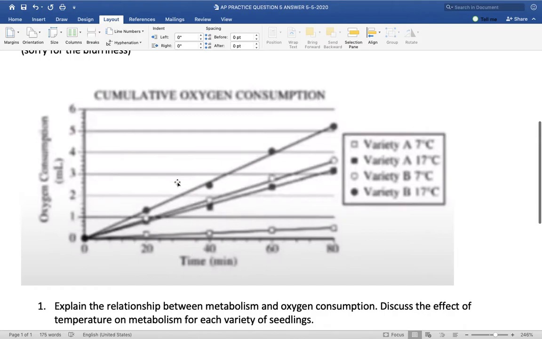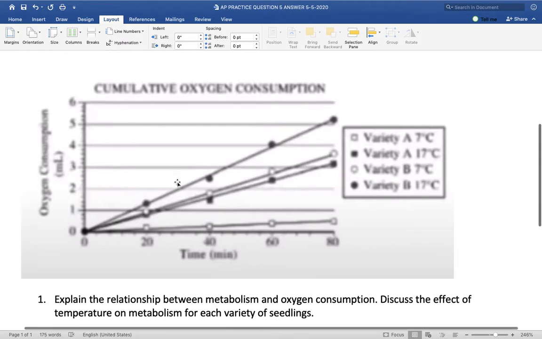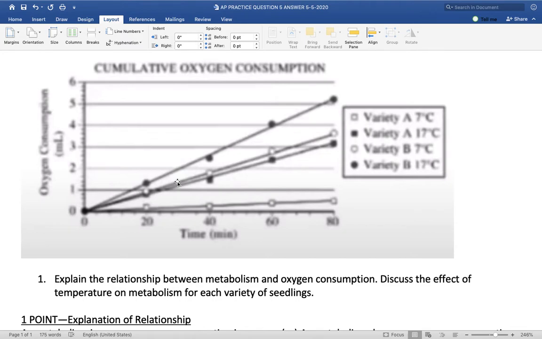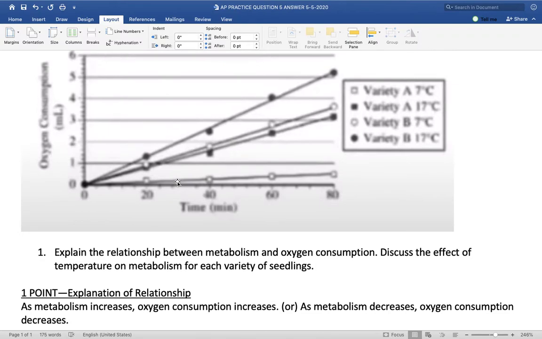So let's answer the question. Explain the relationship between metabolism and oxygen consumption. Discuss the effect of temperature on metabolism for each variety of seedlings. 1 point for the explanation of the relationship. So this is just reading the graph, in that you can say as metabolism increases, oxygen consumption increases, or you could go the other route and say as metabolism decreases, oxygen consumption decreases. You don't have to state anything about variety A or variety B in this situation, because this statement applies to both. So 1 point for that.